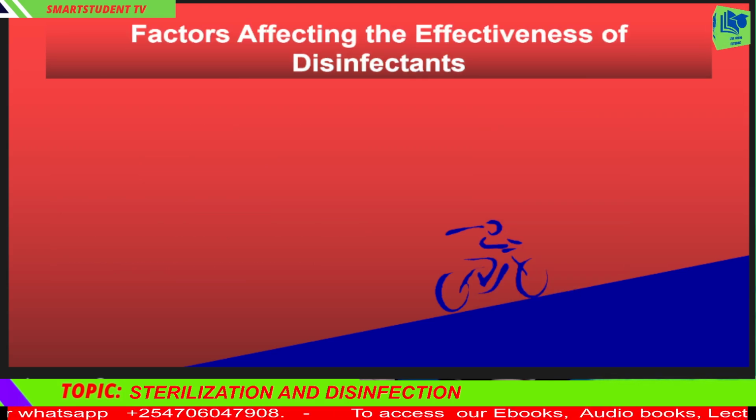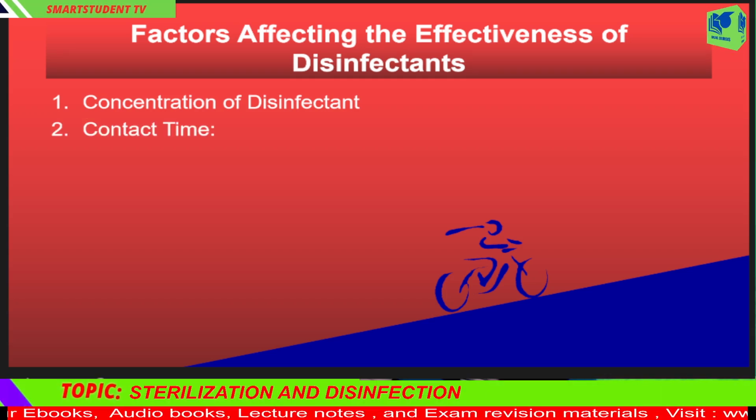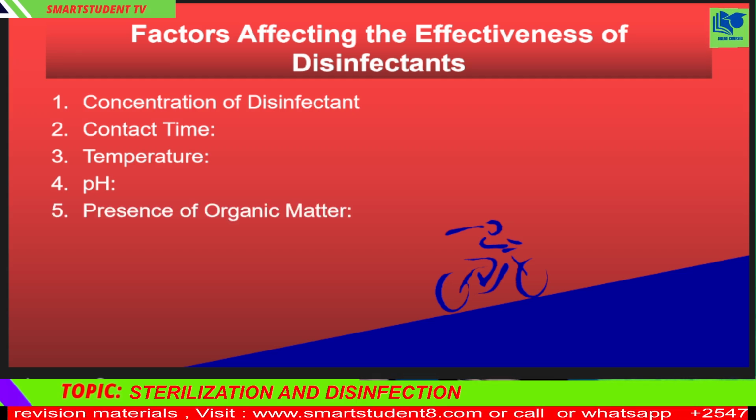What affects the effectiveness of disinfectants? Not all disinfectants work the same in every scenario. Here are the key factors. 1. Concentration. Diluted equals less effective, but too strong equals very dangerous. 2. Contact time. The longer the exposure, the better the results. 3. Temperature. Warmer temperatures often speed up action. 4. pH. Some chemicals work better in acidic or basic conditions. 5. Organic matter. Any presence of dirt or blood around the surface to be disinfected can neutralize disinfectants.